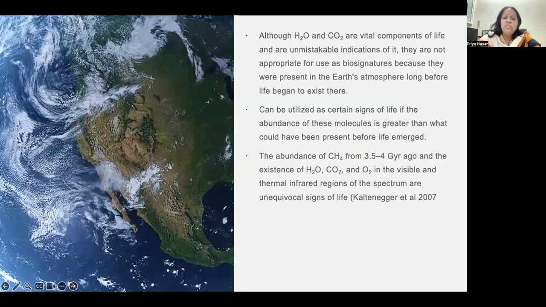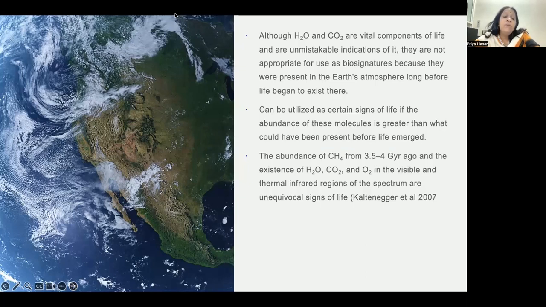So let's look at the most important vital biosignatures, which are basically water and carbon dioxide. Now, although water and carbon dioxide are vital components of life, and they are the unmistakable indicators of it, it is not appropriate for us to use them as biosignatures because, in principle, they were present in the Earth's atmosphere before life actually began to exist there. Now, they can actually be used as certain signs of life if the abundance of these molecules is greater than what could have been present before life emerged, right?